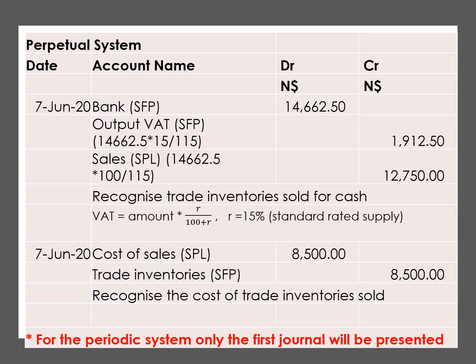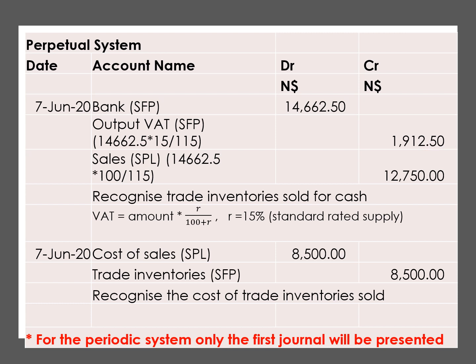Since the amount is inclusive of VAT, to calculate the VAT amount, we have to use the VAT fraction formula, whereby the VAT amount is equal to the amount times R divided by 100 plus R. In this instance, R is equal to 15%, as this is a standard rated supply. Therefore, the VAT amount is the sales price, which is 14,662.5 times 15 over 115, which gives us an amount of 1,912.5.